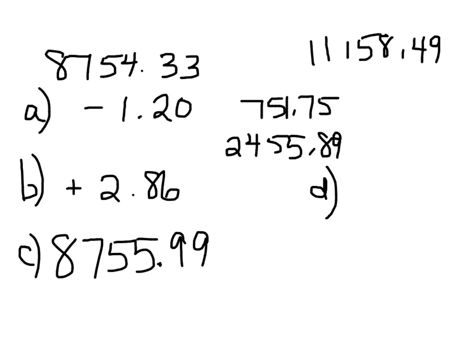Say that again. 1,700. New Kylie. You got 2,455 plus 751. I think you subtracted them. Wait, what exactly are we subtracting? 751.75 plus 24.55.89. Colin, do you have it? $3,207.54. Yeah.